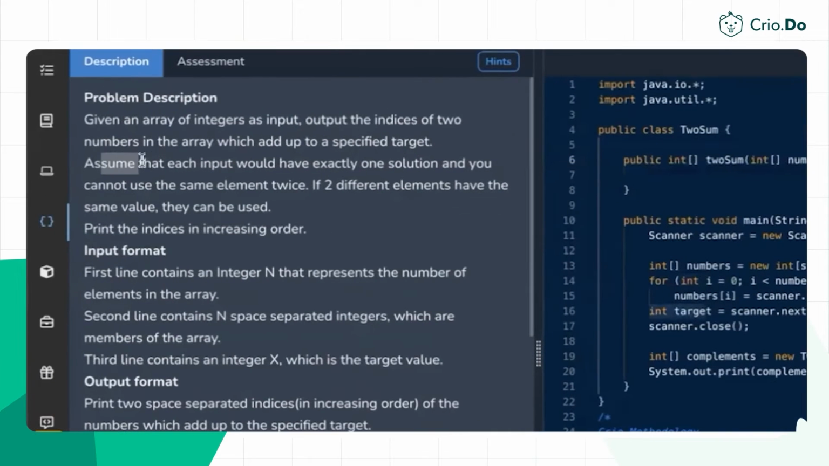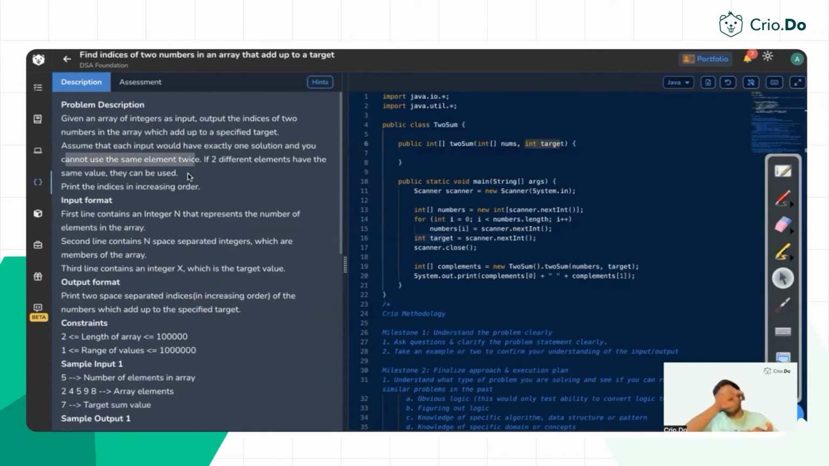We have to assume something, there are some assumptions given. Assume that each input would have exactly one solution and you cannot use the same element twice. So one such pair whose sum will equal the target, that one pair will be present exactly once only. That is, there will be no other pair or no other two elements whose sum will be equal to the target. There will be only one such pair.